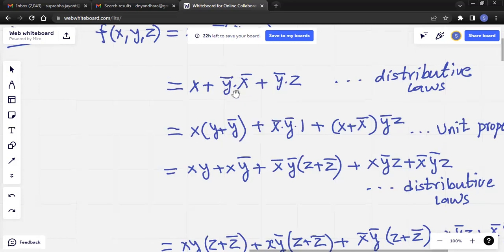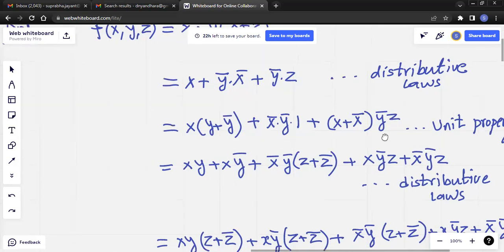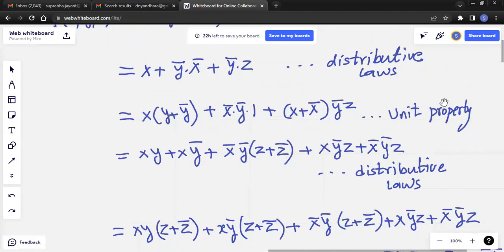Now going back here, multiplication is commutative. So I can read it as x bar into y bar. And I want z also in picture. So let me read it as into 1 as we did in this case. We read the number as the number into 1. Same way here also. So we have written x plus x bar, that is 1, into y bar z. This is unit property we have used.